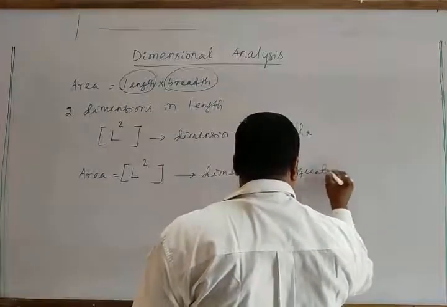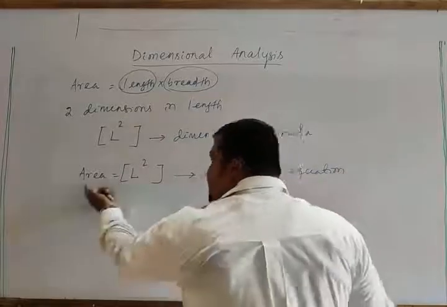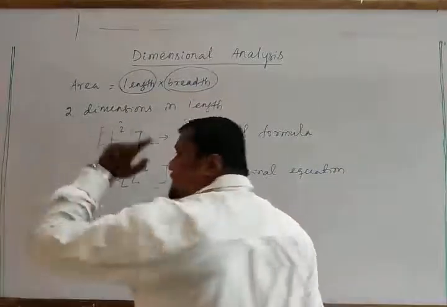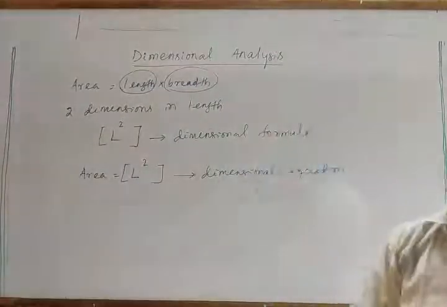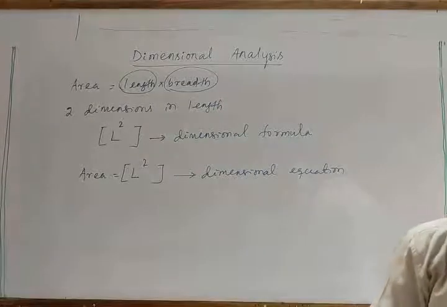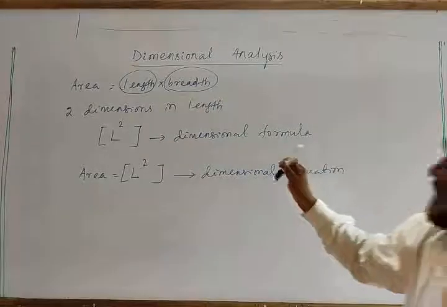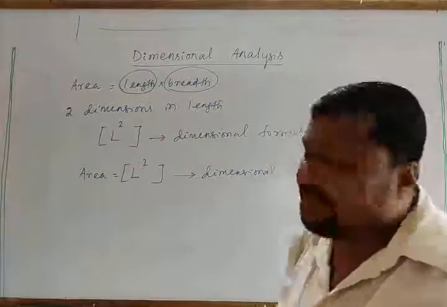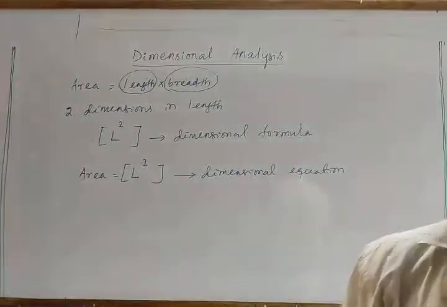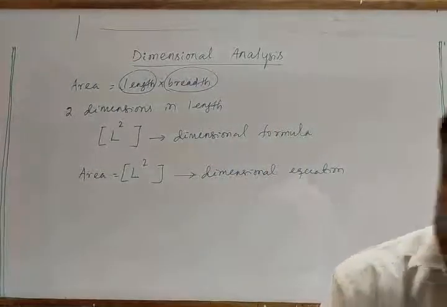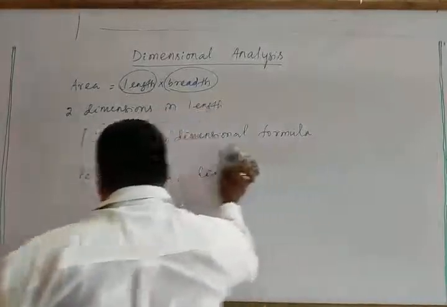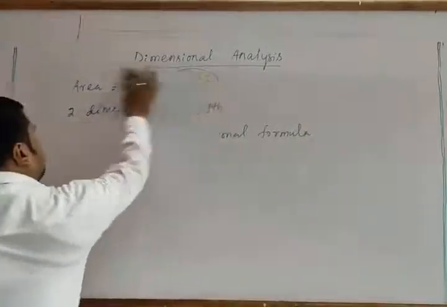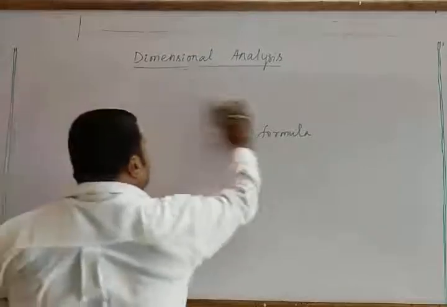Equating the dimensional formula with the physical quantity is called a dimensional equation. Clear? Or did all of you get that? That is how we differentiate between the dimensional formula and the dimensional equation. Clear? Now next we go for the dimension of the physical quantity.